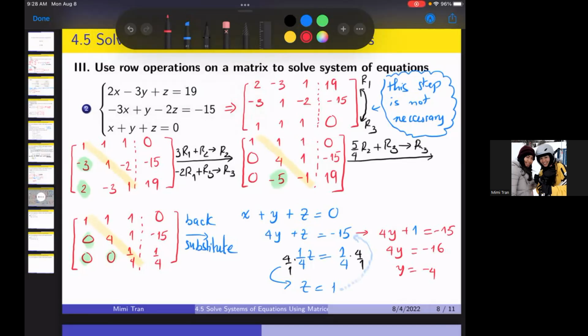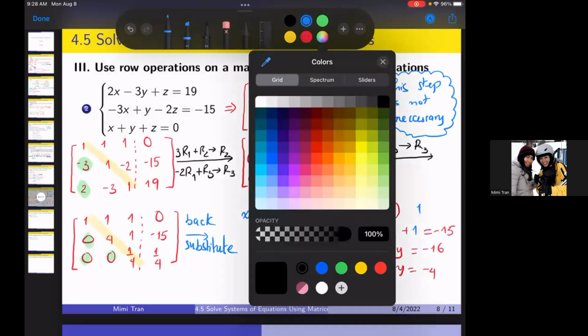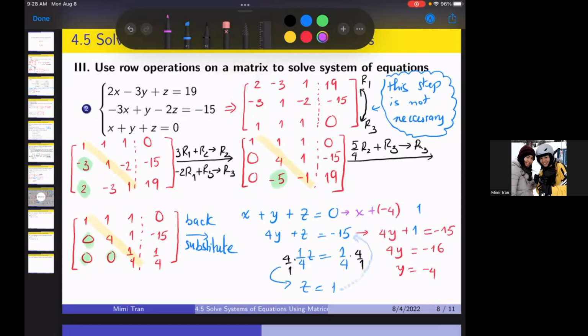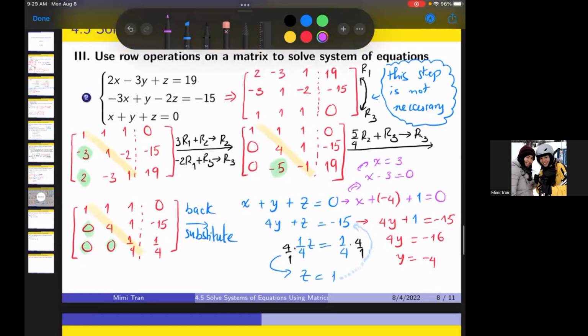Last but not least, x plus negative 4, and z is 1, equals 0. So x equals what? I'll go up here so I have more space. Negative 4 plus 1 is negative 3. x equals 3. Okay, so 3, negative 4, 1. That's your ordered pair.